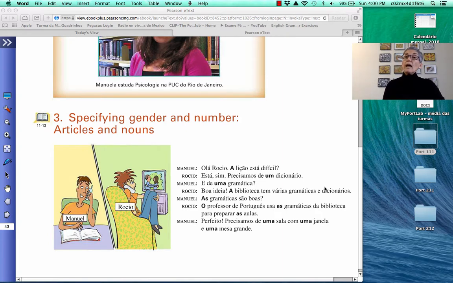But in Portuguese, we don't have that. So it's very important for you. How do I know if this is a statement or a question? It's the intonation. That's all we go for, okay? So, a lição está difícil? So you have to give it a rising intonation, okay? A lição está difícil? Está sim.